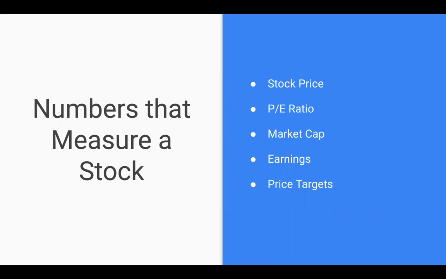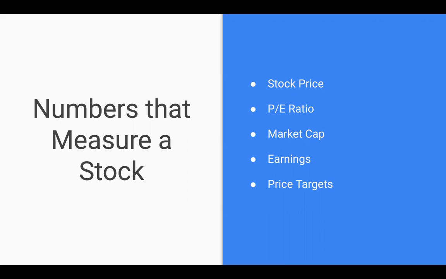So basically equilibrium of buyers and sellers is going to set the stock price. Second, I think, is the PE ratio, or the price to earnings ratio. It's basically the ratio that is going to measure the earnings per share to the current share price.